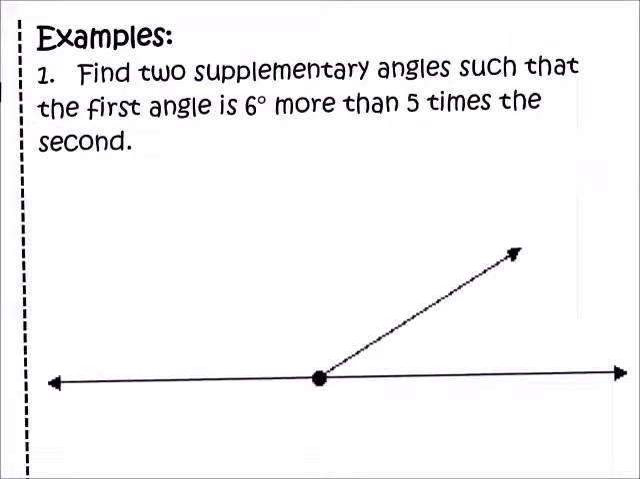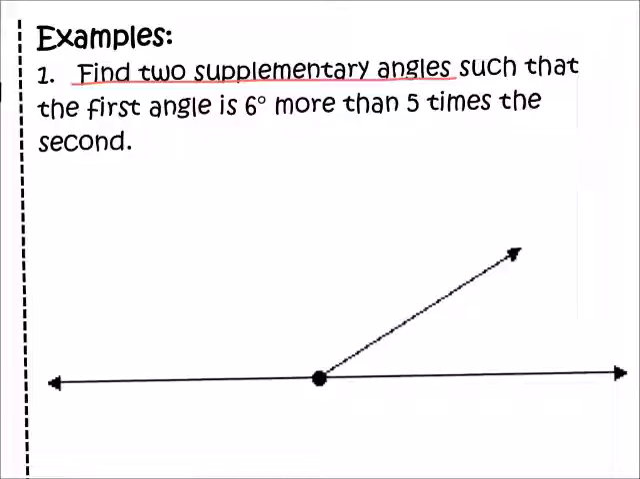Okay, moving on to angle problems, we have this problem, this example, number 1. Find 2 supplementary angles such that the first angle is 6 degrees more than 5 times the second angle. Now that's a mouthful, but let's take it a little bit at a time. Find 2 supplementary angles. So right there we know that we're needing 2 angles, and supplementary means that they add up to be 180. So you'll notice that we have a diagram here that shows you 2 supplementary angles. So here's one angle, and here's another angle. Okay, one of those 2 angles is going to be x.